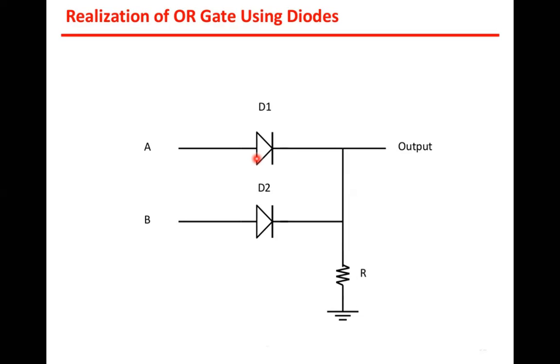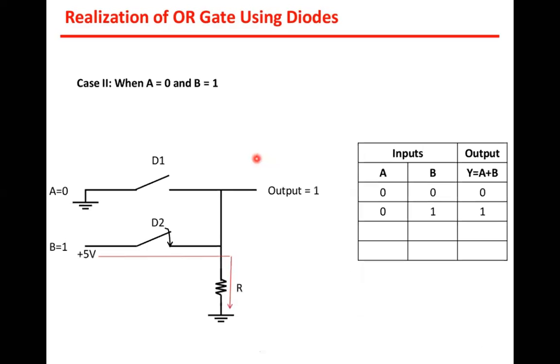So I'll repeat, when both A and B are at zero levels, that is low, the output voltage is low because the diodes are non-conducting. Therefore, the output is low. And okay, now let us see the second example.